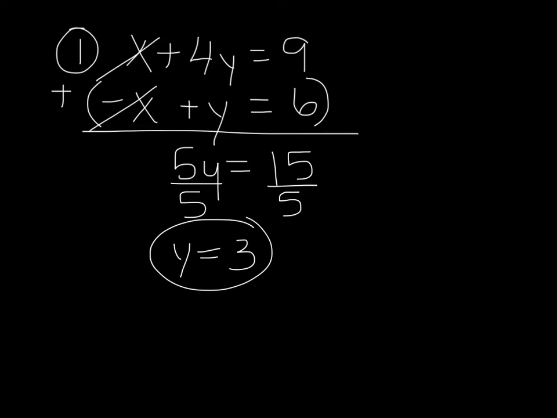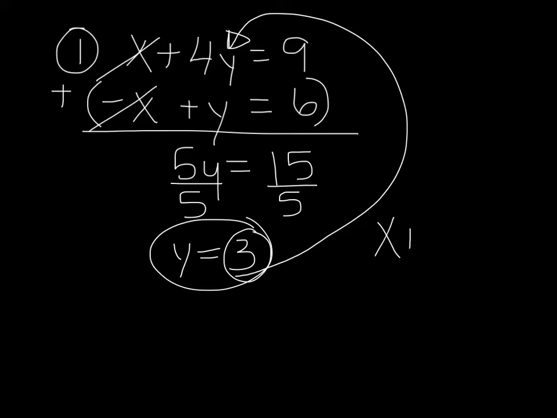Now, just like the last two days, we need to find an x value as well. So now it's actually part substitution. We're going to take this 3 and plug it back in for y up into one of these equations, just like we did yesterday with substitution. We have x plus 4 times 3 equals 9. x plus 12 equals 9.